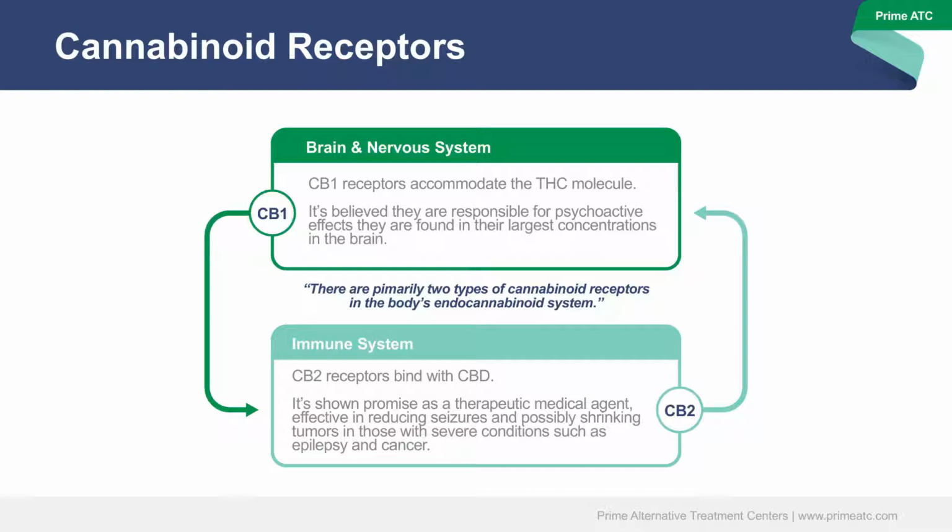There are most likely additional receptor types that have yet to be elaborated. The DEA's Schedule I status of cannabis has resulted in a lack of cannabis research in the United States, and it has inhibited the scientific progress necessary to learn more about cannabinoids, the endocannabinoid system, and the delicate interaction of the two, something called the entourage effect.